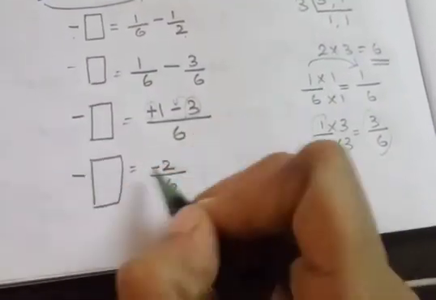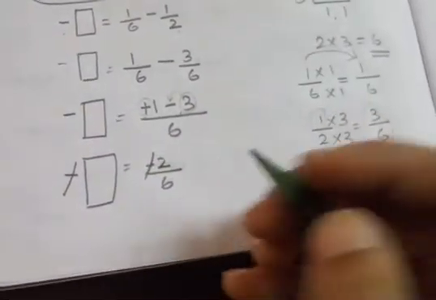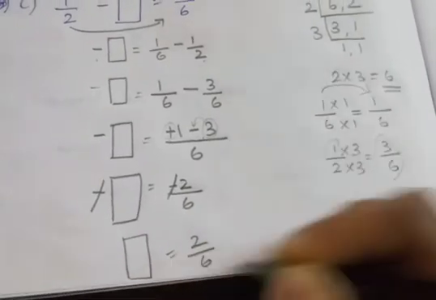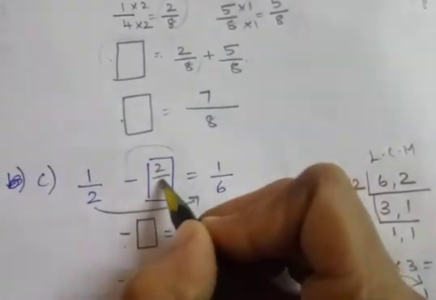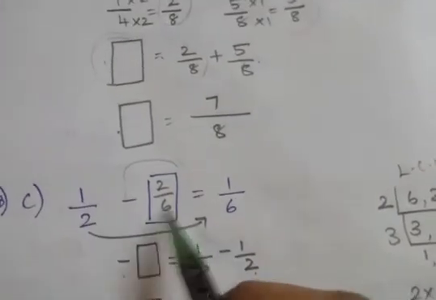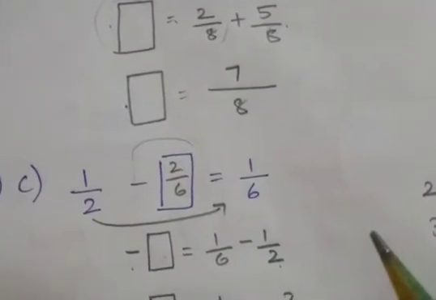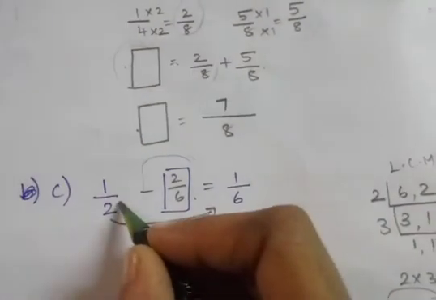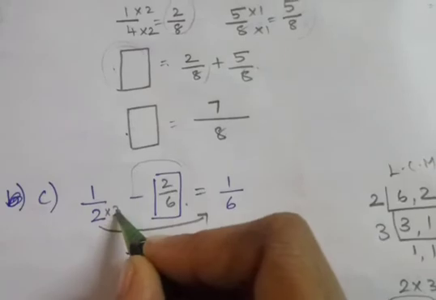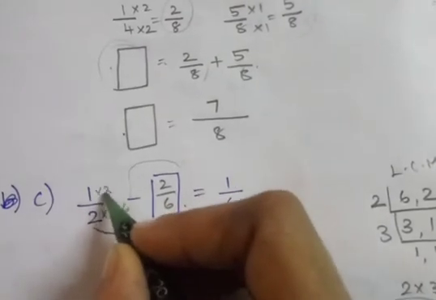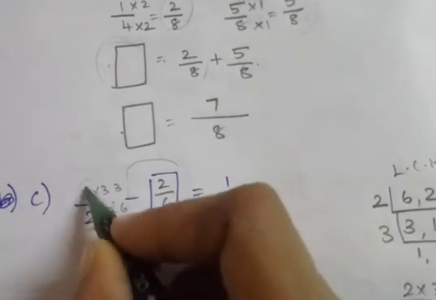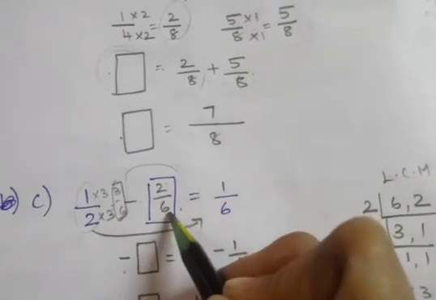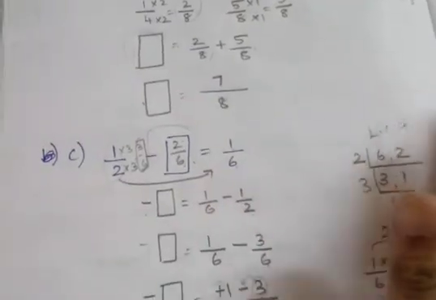Listen, if minus comes on both the sides, you can cancel those minus. So box value is what? 2 by 6. So if you put here 2 by 6, both are different, so what you should do? You should take LCM. LCM of 2 and 6 is 6. So I have to convert this as 6. 2 3s are 6, 1 3s are 3. Instead of 1 by 2, I am getting 3 by 6. 3 by 6 minus 2 by 6 is what? 1 by 6, obviously.